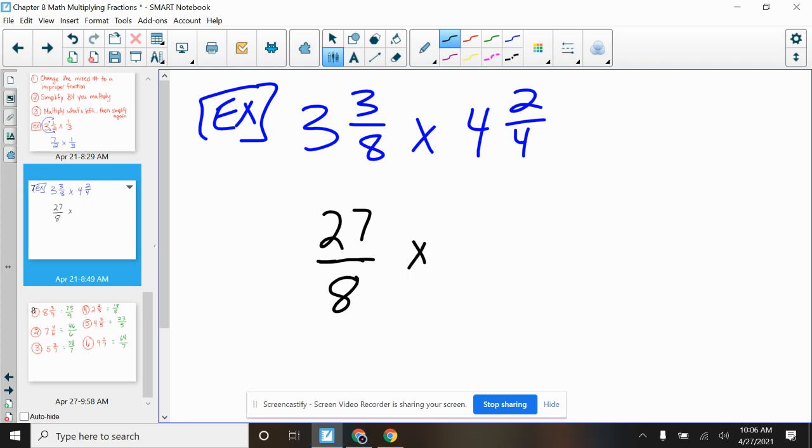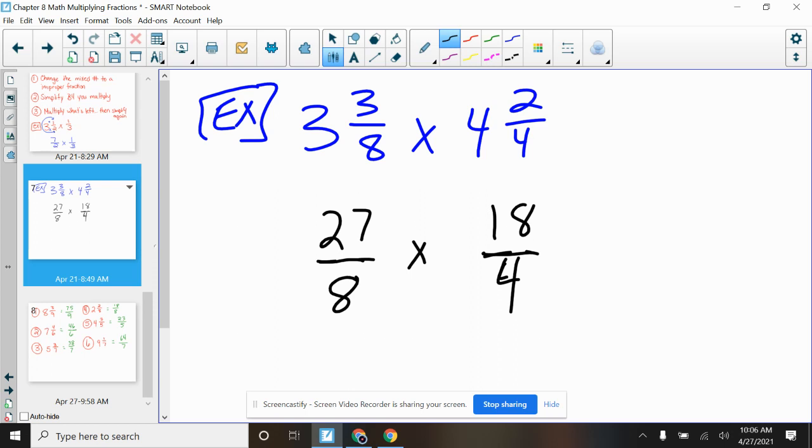Okay, and let's move to this side. 4 2/4. So what would that turn into, Brody? It would be 18 over 4. It would be 18 over 4, okay? So that's step 1, right? Now we're on step 2.